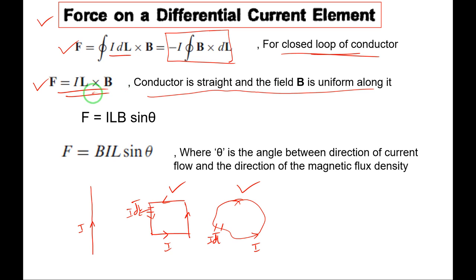Proceeding further, we can expand the cross product. We know the definition of a cross product: magnitude of B, magnitude of L, and sine of the angle between these two vectors, L vector and B vector, that is sine theta. Or else we can rearrange and write it as BIL sine theta, to remember BIL sine theta. So we'll be using these two equations, whenever feasible, in the numerical.